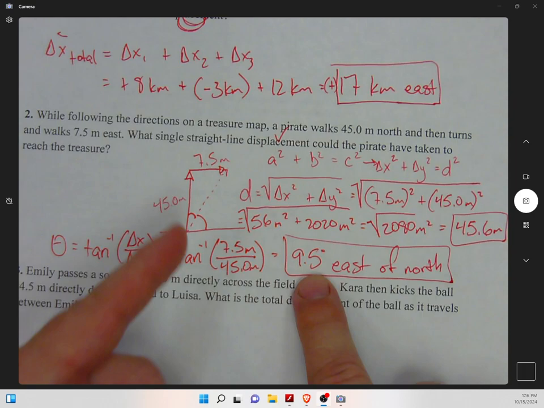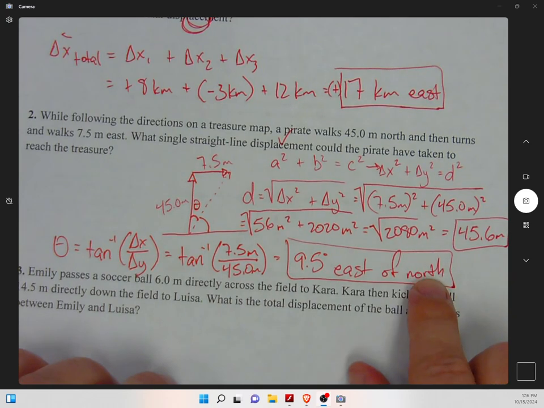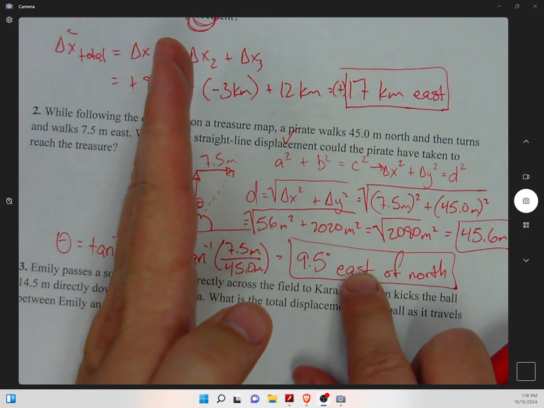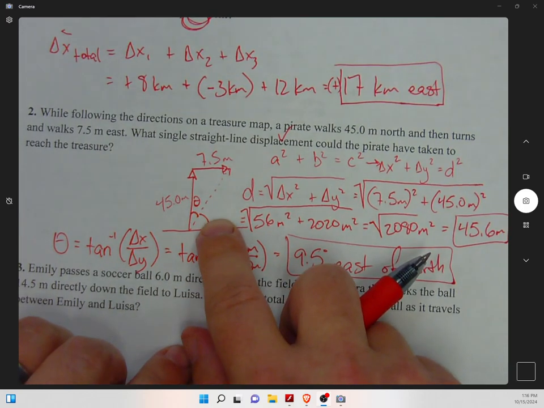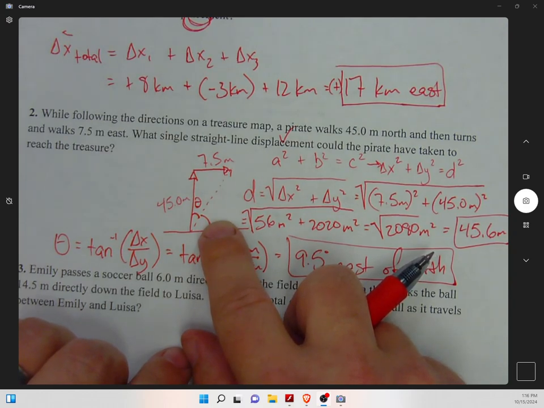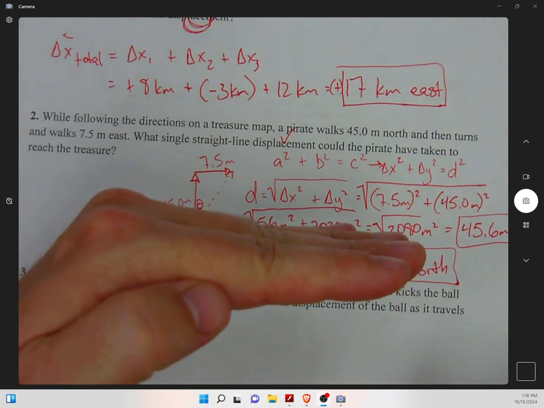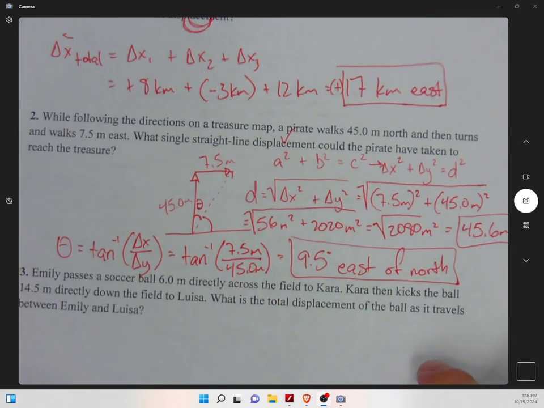So from my first one that I actually used to do my calculation, here's my angle. I start at north, the y-axis. And then I move this direction, east, 9.5 degrees. I could also report this angle as my direction and be just as accurate. But I would have to say 80.5 degrees north of east. Fair enough? You're starting east and then moving north 80.5 degrees. Either of those are correct.